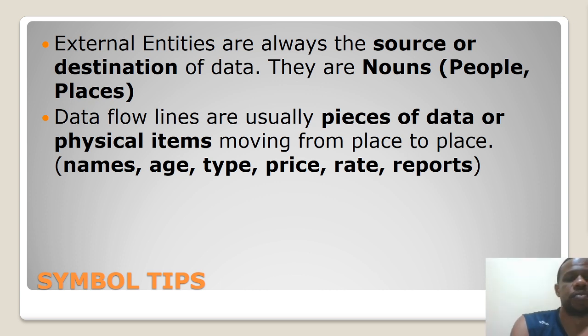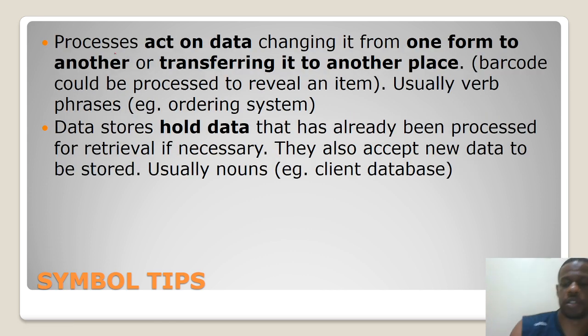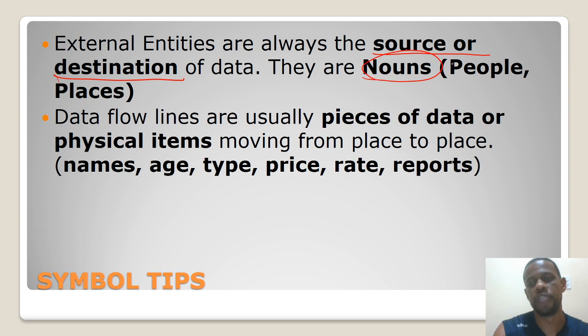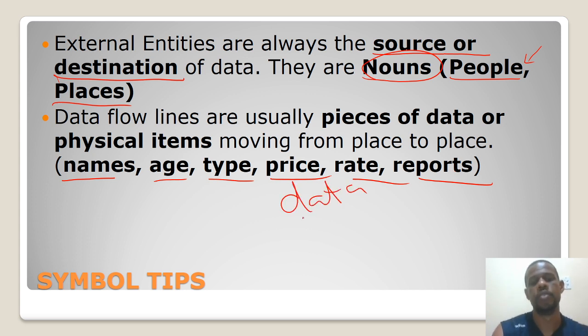Alright. So an external entity is usually the source or destination. They are usually nouns. If you're not familiar with what a noun is, like people, places, or things. But in data flow diagrams, it'll most likely be people. Data flow lines are usually pieces of data or physical items. So things like name, age, type, price, rate, reports, all those things are pieces of data. Those will flow on arrows from an external entity, which is a person.